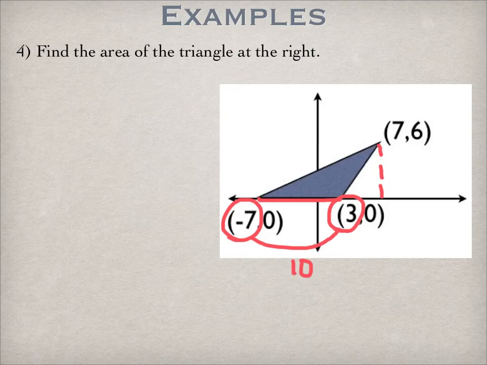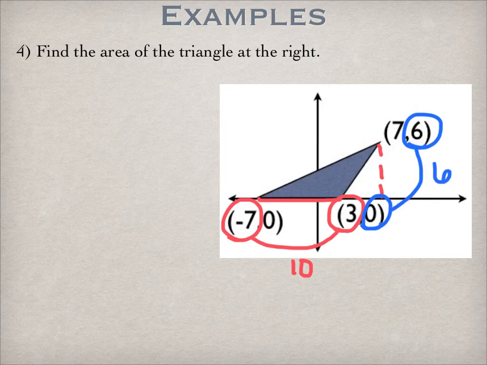Now this is going up and down. This is on the y-axis. So to find this distance here, I want to look here and here at my y-coordinates. Again, because I'm going, I'm sorry, not upside down. Up and down. I'm going vertically. So my y-coordinates are 6 and 0, which means that's a total distance of 6.